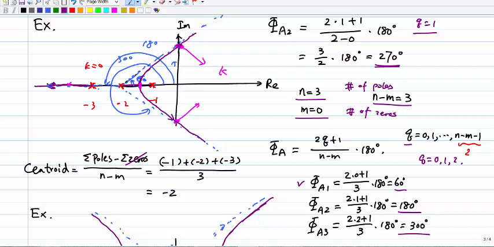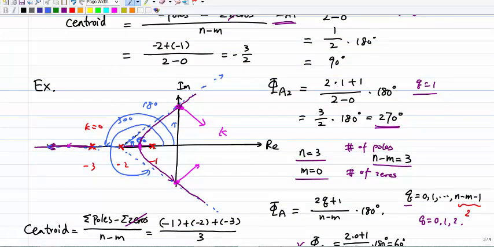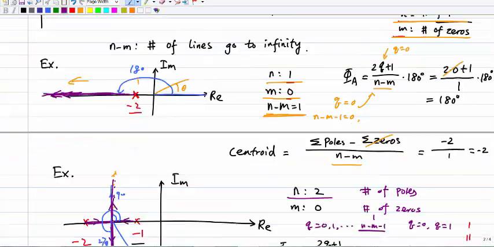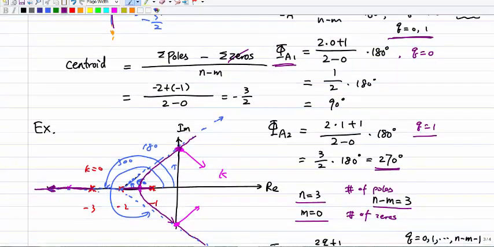So I have 3 asymptotes. I draw them over here as a blue dashed line. So it's centered at -2, and this one is 60 degrees. This one is 180 degrees. This is 300 degrees. I have 3 of them. So let's talk about a rule. Rule number 5, let me make sure this is rule number 5. Yes, rule number 5 says that to the left of an odd number of zeros and poles on the real axis is part of the loci.